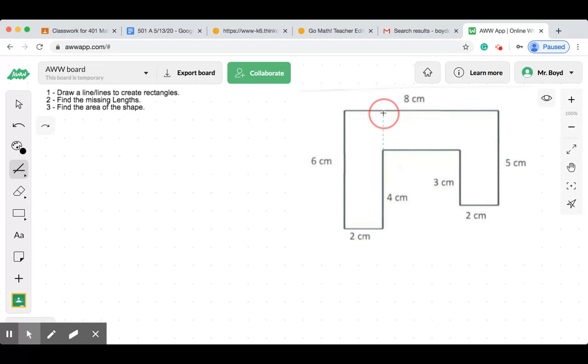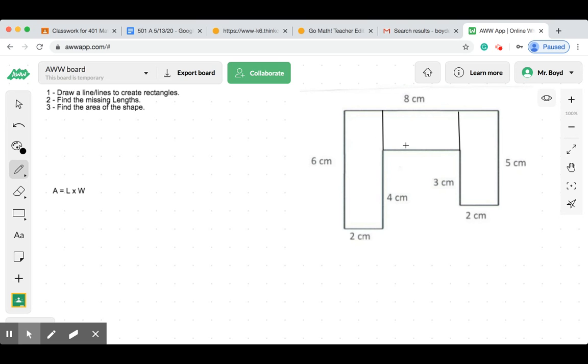So I'm going to draw a line right here. And I'm going to draw a line right here. So now I have rectangle 1, rectangle 2, and rectangle 3. Now, what I need to do is look and say, where am I missing a length where I need to find it in order to find my area? So if I look here, I know area equals length times width. So if I look here, my width is 2 centimeters, my length is 6 centimeters, so I don't need to find a missing side for this rectangle.